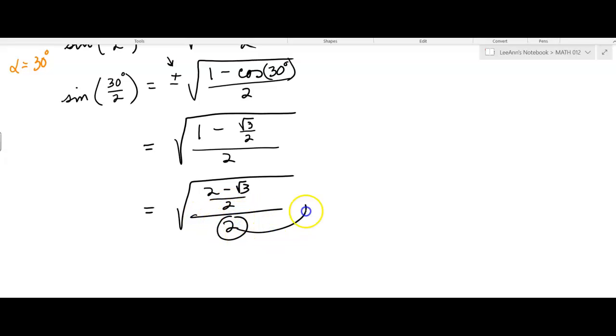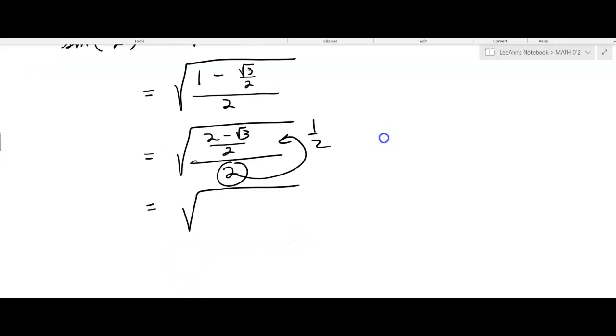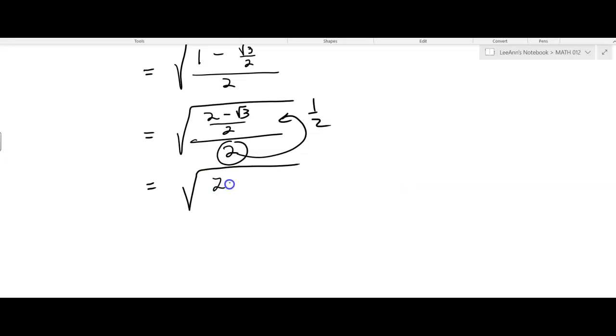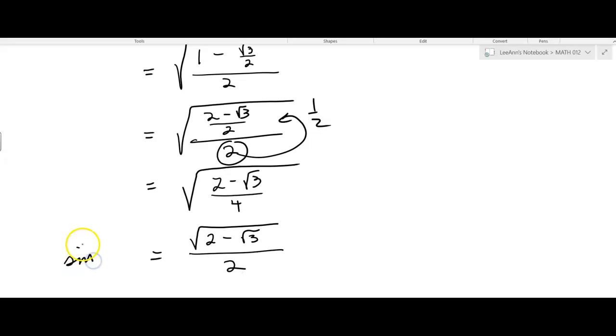And then think about taking that and multiplying by 1/2. So you'd have the square root of 2 minus the square root of 3 over 4. But then I can take the square root of 4. So I'm going to say the square root of 2 minus the square root of 3 all over 2. And I would leave it like that. And that's going to be the sine of 15 degrees. Okay? That's an exact value.